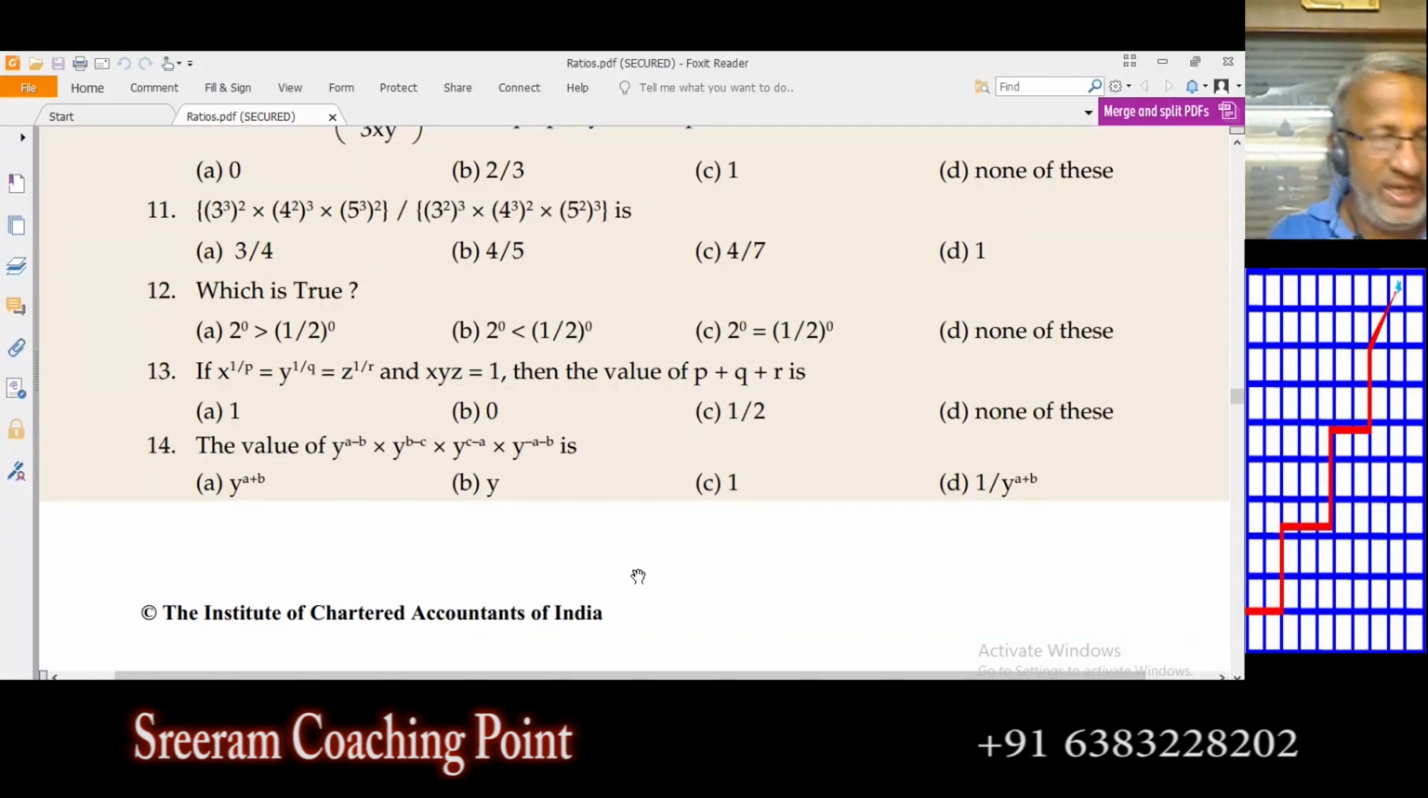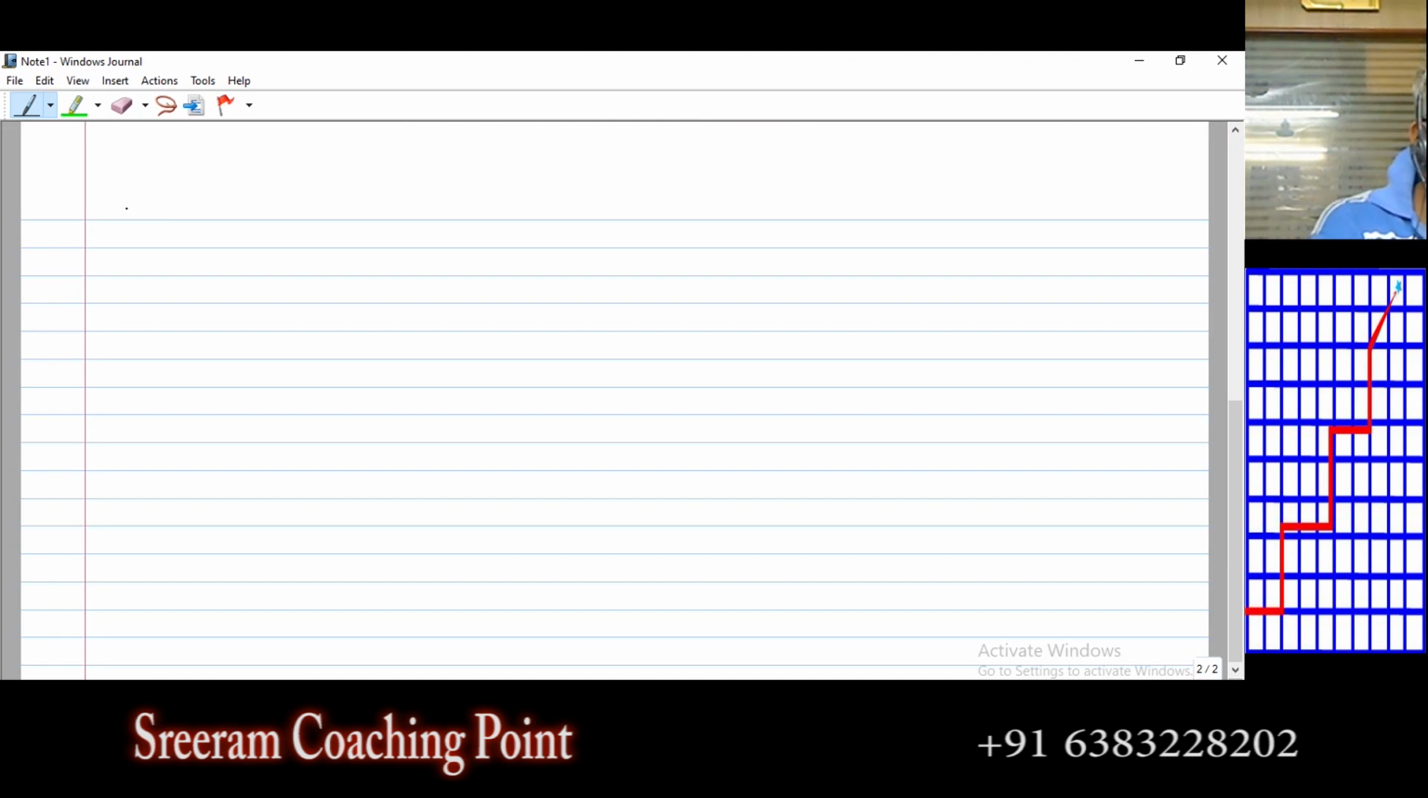This is problem number 13, where it is stated: if x to the power 1 by p equals y to the power 1 by q equals z to the power 1 by r. So firstly, I would like to write it here, item number 13, where x to the power 1 by p equals y to the power 1 by q equals z to the power 1 by r. Right.